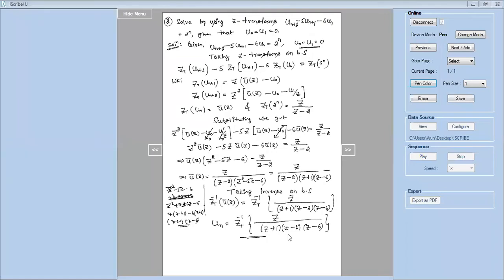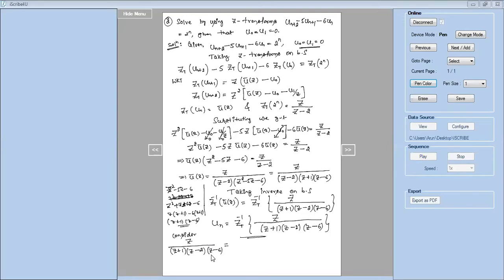The inverse z transformation of this. So let us consider z by z plus 1 into z minus 2 into z minus 6. Now, how to write the partial fraction for this? Look here, this is linear non-repeated. For linear non-repeated, the partial fraction is a by z plus 1 plus b by z minus 2 plus c by z minus 6. So this is what we have to do.